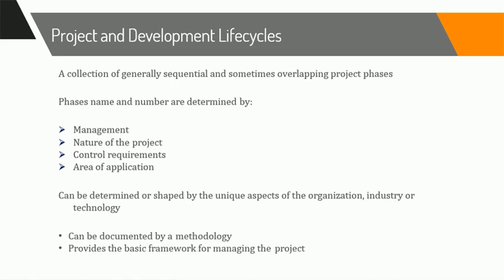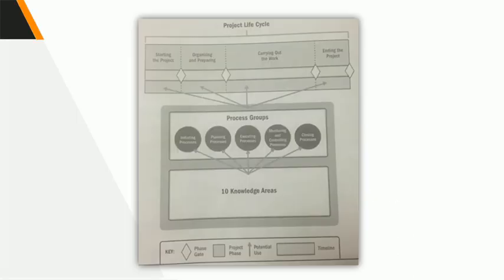We can map all projects with the generic project life cycle, which is used a lot in project management and is the basic core of your PMBOK. In the basic project life cycle, we have the starting of the project, organizing and preparing, carrying out the work, and then there is an end. This is all linked to your process groups, starting from initiating processes, planning, executing, monitoring and controlling, and then closing processes, and they are further linked with your 10 knowledge areas.